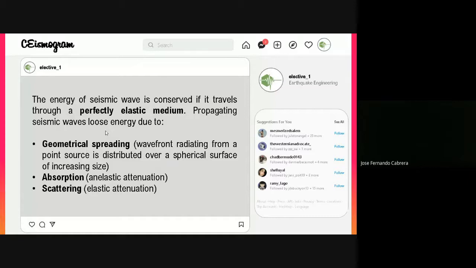Seismic waves become attenuated as they move away from the earthquake source. In addition, the energy of a seismic wave is conserved if it travels through a perfectly elastic medium. So ano-ano naman yung mga factors na nagre-result sa loss of energy ng propagation ng seismic waves? Una yung geometrical spreading or tinatawag din siya minsan na spherical spreading. Then meron tayong absorption or anelastic attenuation, and lastly ay yung scattering or elastic attenuation. Marami pa siyang ibang factors pero let's focus muna sa tatlong ito. Next po.